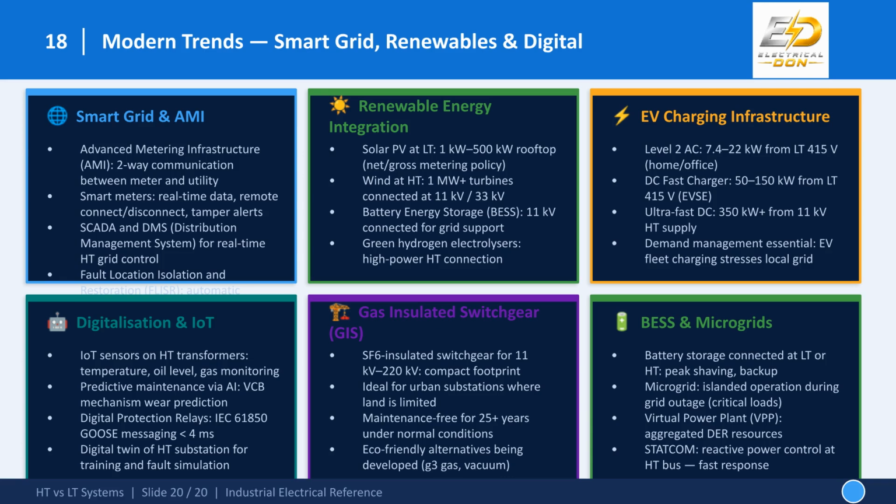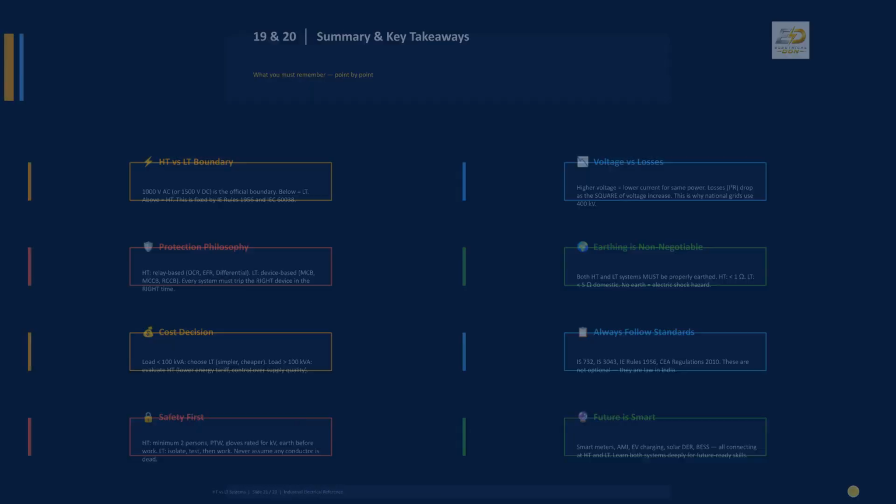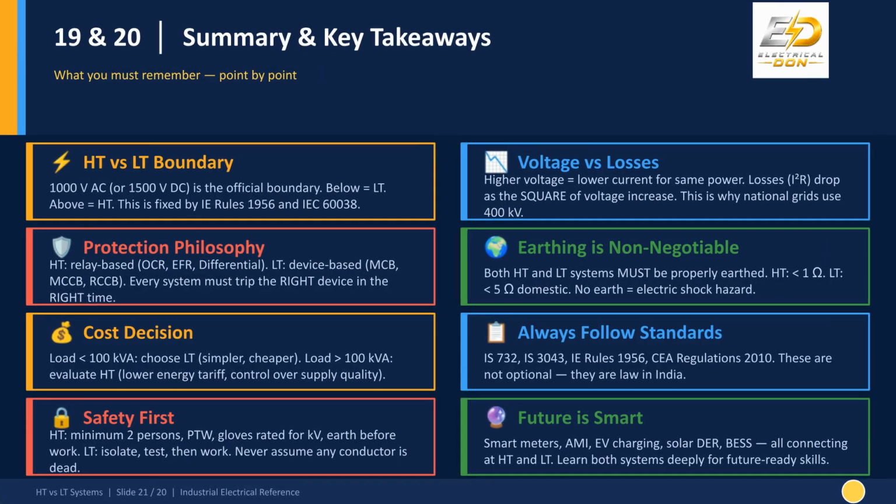Troubleshooting addresses faults like HT cable insulation failure, HT transformer trips, and LT circuit dead faults. Actions range from isolating and repairing the HT fault using TDRs to resetting LT circuit breakers after identifying the cause through insulation resistance testing. Modern trends highlight smart grids, AMI for two-way communication, and SCADA for real-time control.